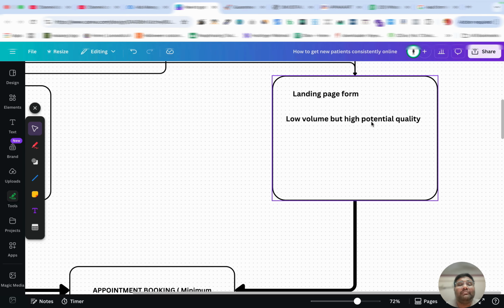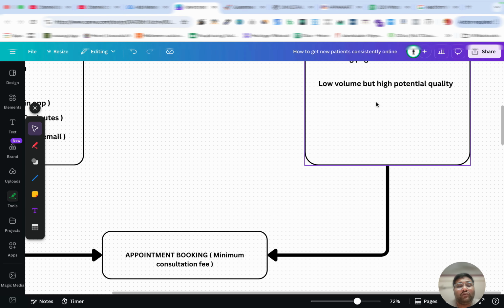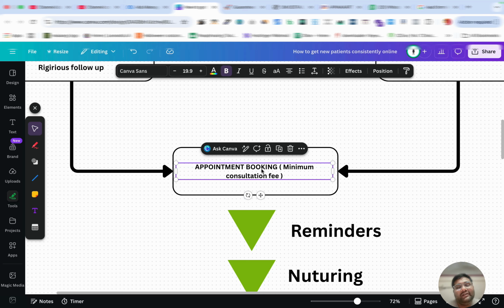Under the landing page form, we will get low volume but high potential quality. Here, for appointment booking, to eliminate non-serious people, we will collect a minimum consultation fee. For example, people in Canada or the US paying $5 as a minimum consultation, they will pay. So it will filter non-serious buyers from serious ones. So here we will recover the amount we invest on collecting the lead.